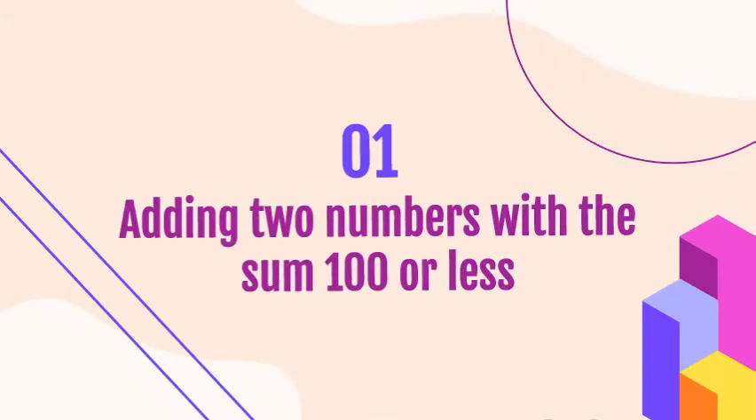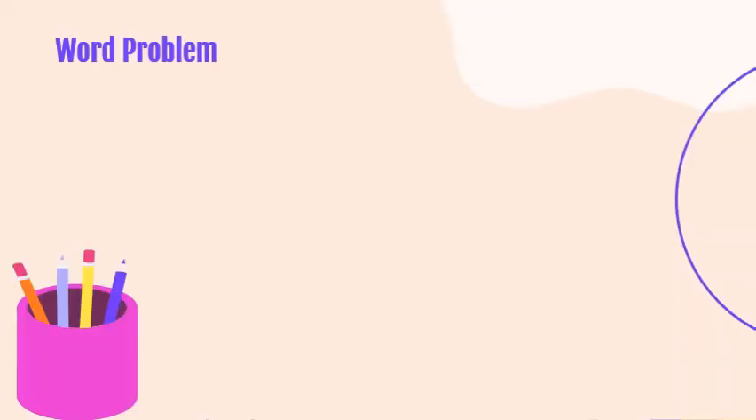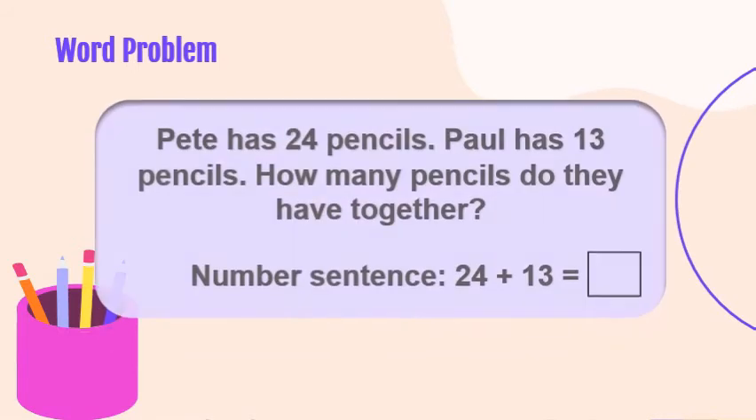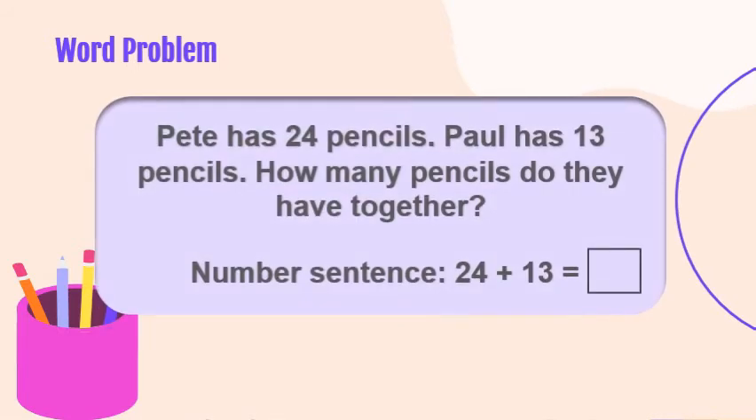First lesson is adding two numbers with a sum of 100 or less. Word problem. Pete has 24 pencils. Paul has 13 pencils. How many pencils do they have together? Number sentence, 24 plus 13 equals blank. Now let's find the answer.